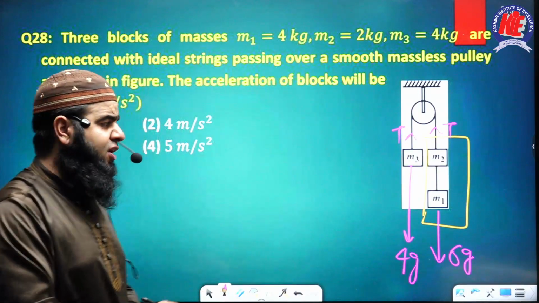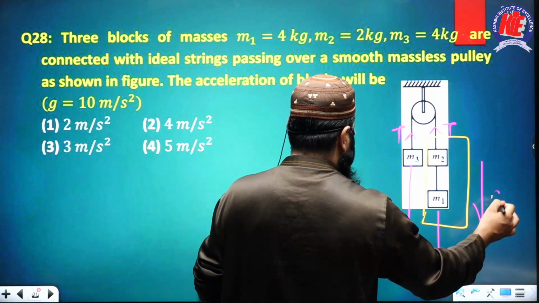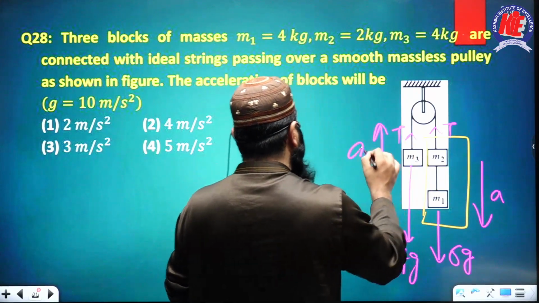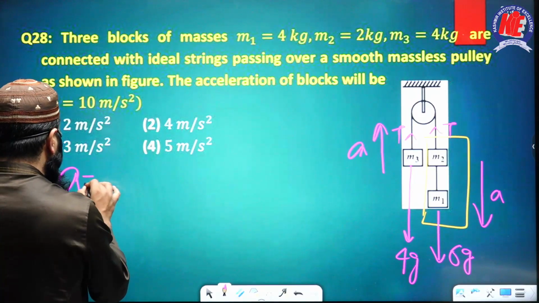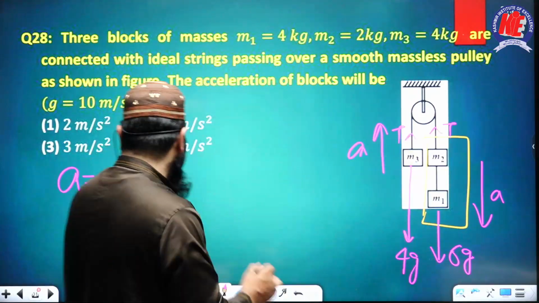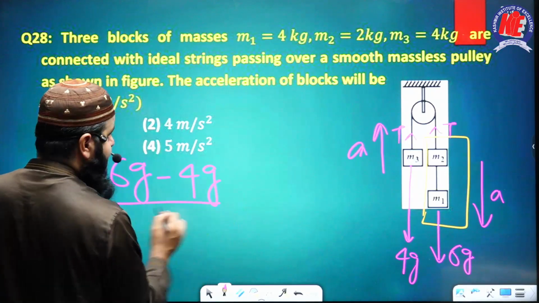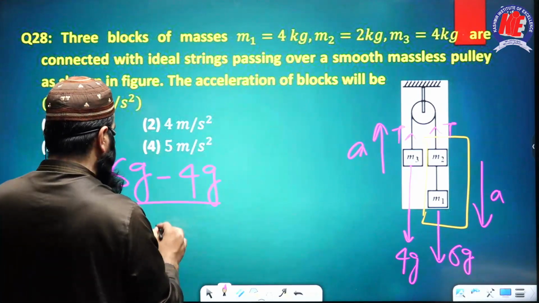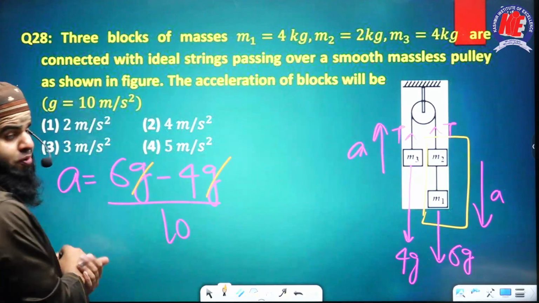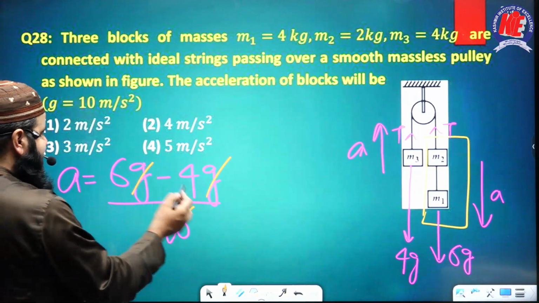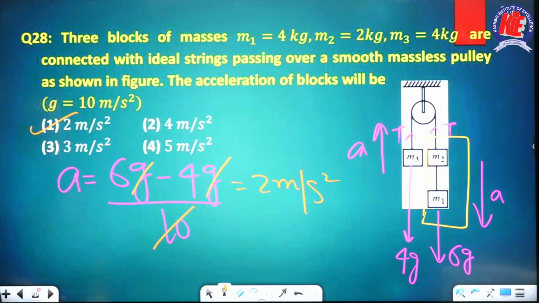So if you want to take care of the acceleration, these two blocks will move down with the acceleration a, and this block will move up with the same acceleration a in magnitude. So acceleration will be given by the force favoring the motion, that is 6g, minus the force opposing the motion, that is 4g, divided by the total mass, that is 4 plus 2 plus 4, that is 10. I can eliminate g by taking it common, and below is also 10. 6 minus 4 is 2 meter per second square, which is going to be the answer. Here it is. Next one please.